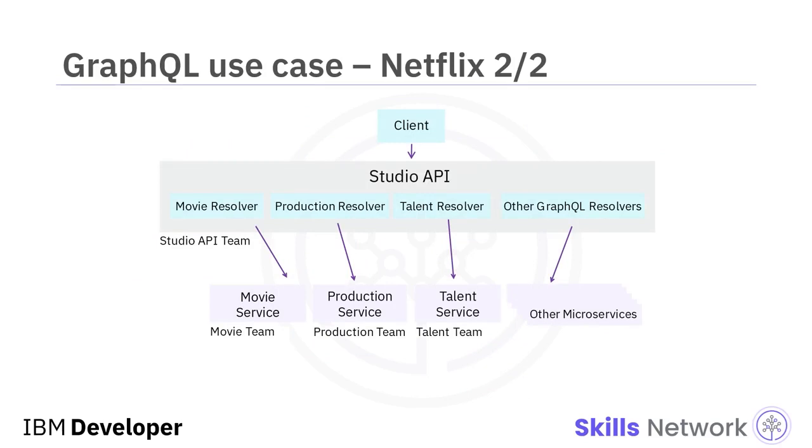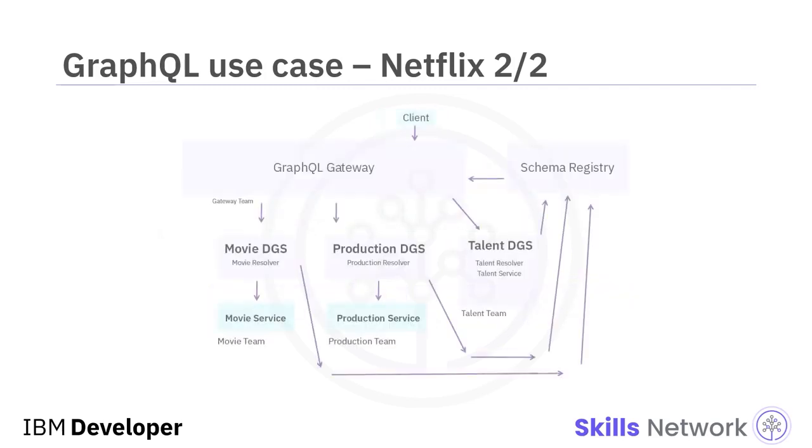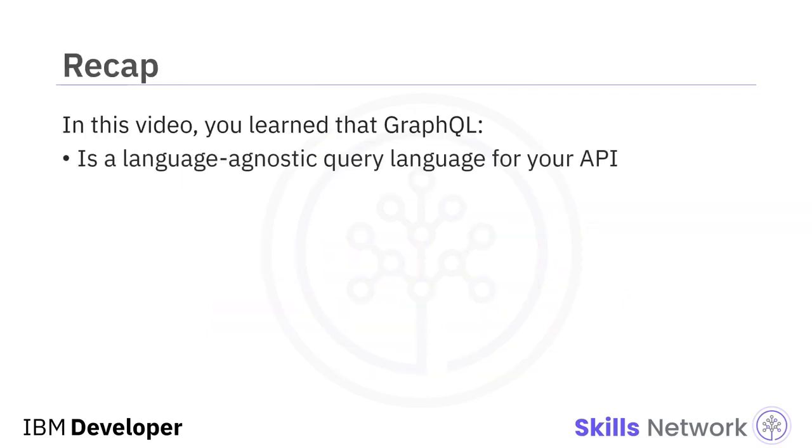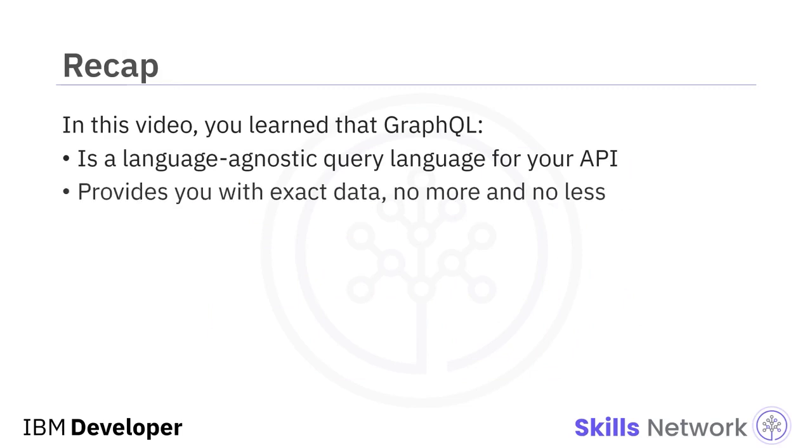In this new design, Studio API is responsible for schema and resolving queries. So the Netflix engineering team did not stop there and went a step ahead with federated architecture, where each team has the ownership of their respective domains. In this video, you learned that GraphQL is a language-agnostic query language for your API. It provides you with exact data, no more and no less. And it has one endpoint.